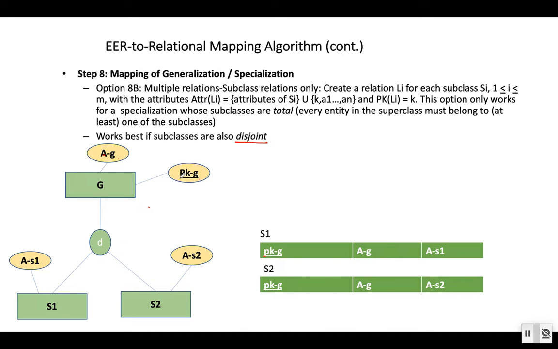Now as PKG is the primary key, this is going to be the primary key for each of the subclasses. PKG will be the primary key in the S1 class and also the primary key of the S2 class. We're going to include, if a subclass has any special attribute, that attribute in each of the subclasses. For example, AS1 in the S1 class and this one in the S2 class.